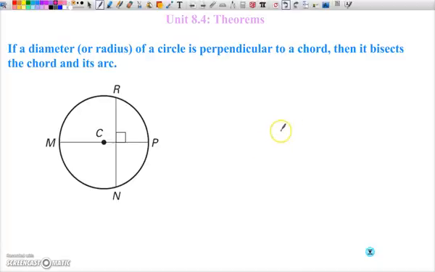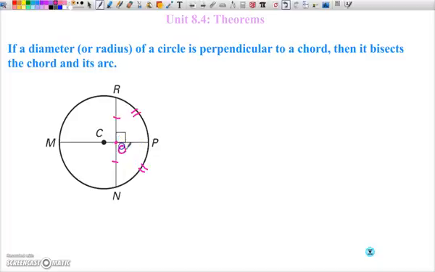The next theorem that we have, 2 more that kind of work together quite often. If you have a diameter or a radius, either one, and it's perpendicular to a chord, meaning it makes that right angle right there, then it bisects the chord and its arc. So this is your chord that is being bisected right here, and then this would be your arc that is being bisected.